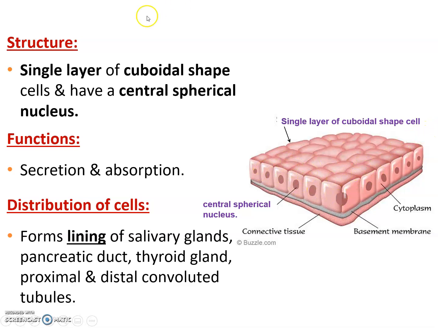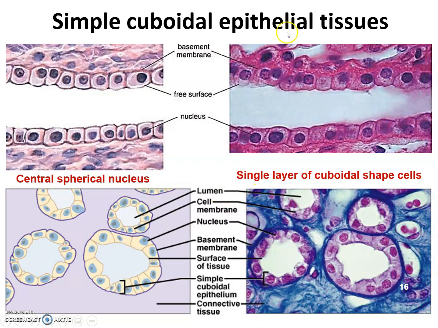The function of this epithelial tissue is secretion and absorption. It can be found in the lining of salivary glands where secretion occurs, the pancreatic duct, thyroid gland, and the proximal and distal convoluted tubules, which are found in the kidney. There, the process of absorption or secretion occurs. For simple cuboidal epithelium, this is the side view, where the free surface is exposed to the air and fluid, and the basement membrane is at the bottom.